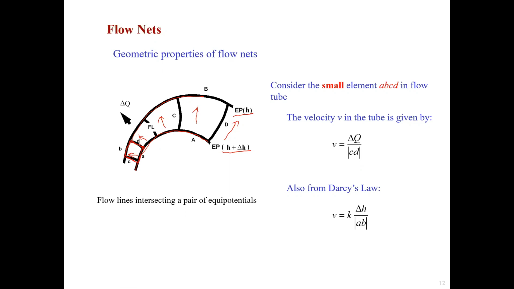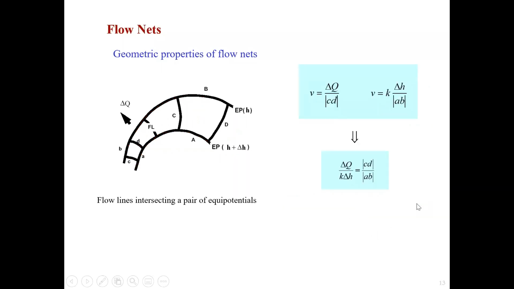For this one, we have this relationship: V equals ΔQ divided by absolute CD. And also from Darcy's law again, V equals k times ΔH divided by ΔL, and this time ΔL equals absolute AB. Then we are able to get this relationship based on the above two formulas: ΔQ over kΔH equals absolute CD over absolute AB.